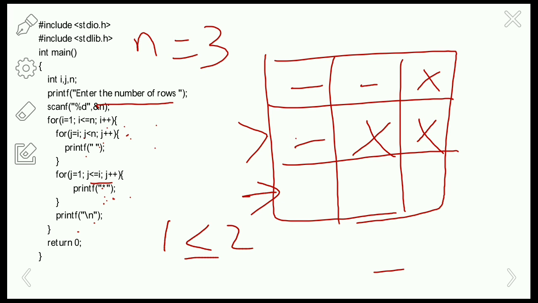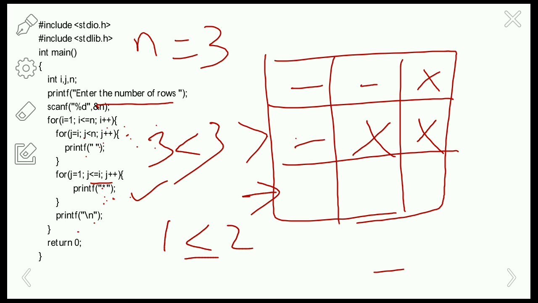So in the third iteration, the outer loop i will get incremented to 3. Here the control passes to the inner loop. So j equals to 3 and 3 less than 3. 3 less than 3 is false, right? If it were 3 less than or equals to 3, the condition would be true. But here it is 3 less than 3. So the condition will become false and space will not be printed here. And the control passes to the next for loop.